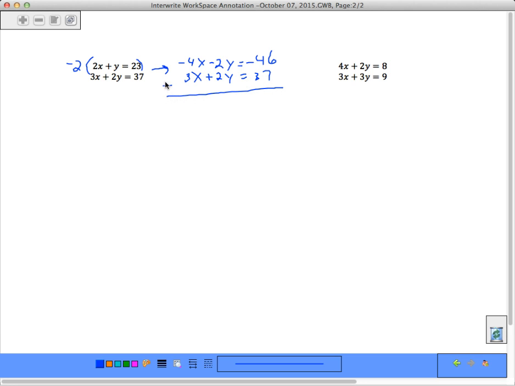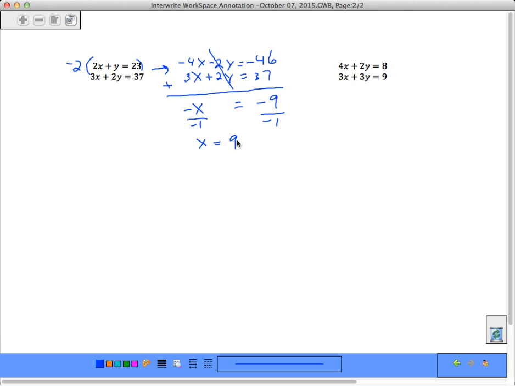And draw my line and add straight down. If I add here, I get negative x. Here, these cancel, which is what I want to happen. And here I get negative 9. So then to get rid of the negative, remember we just divide by negative 1. So I get x equals 9.